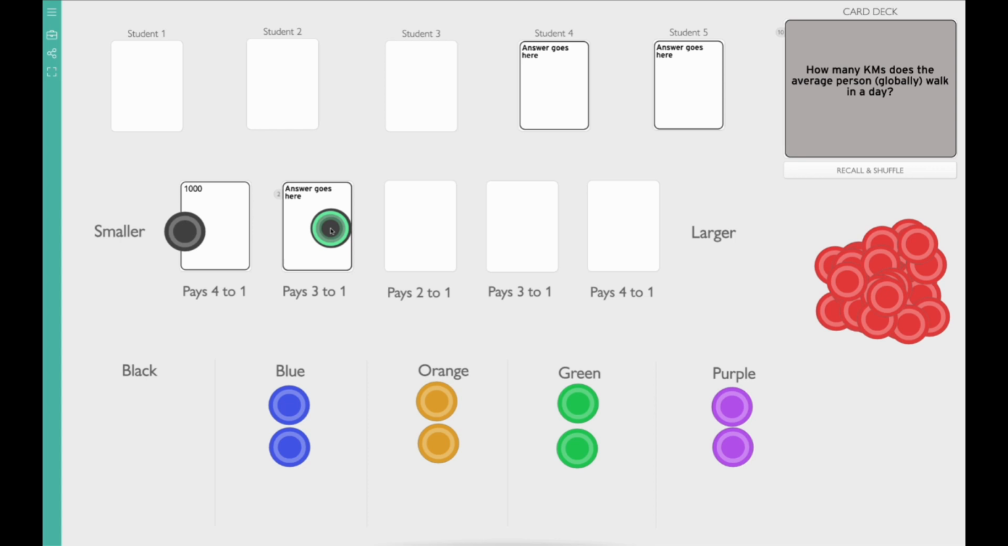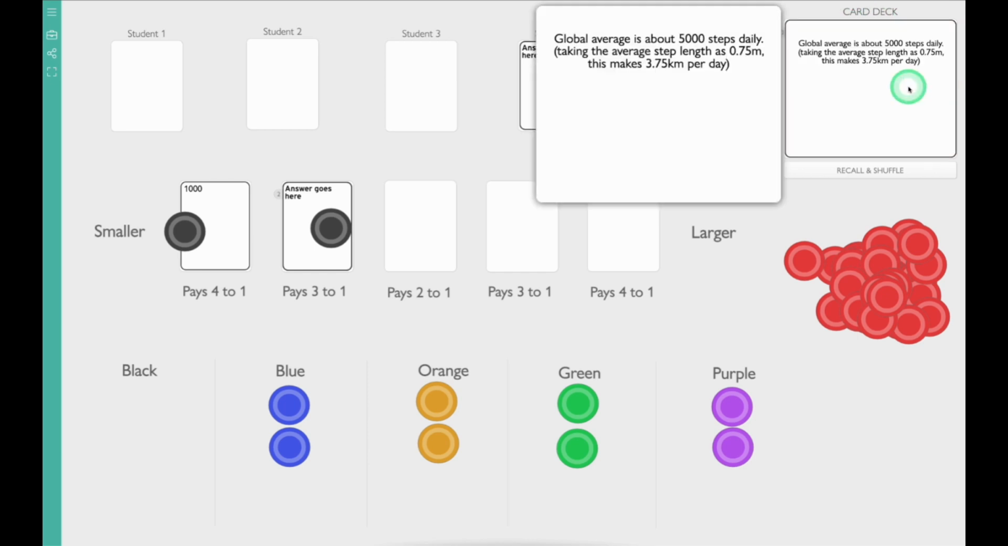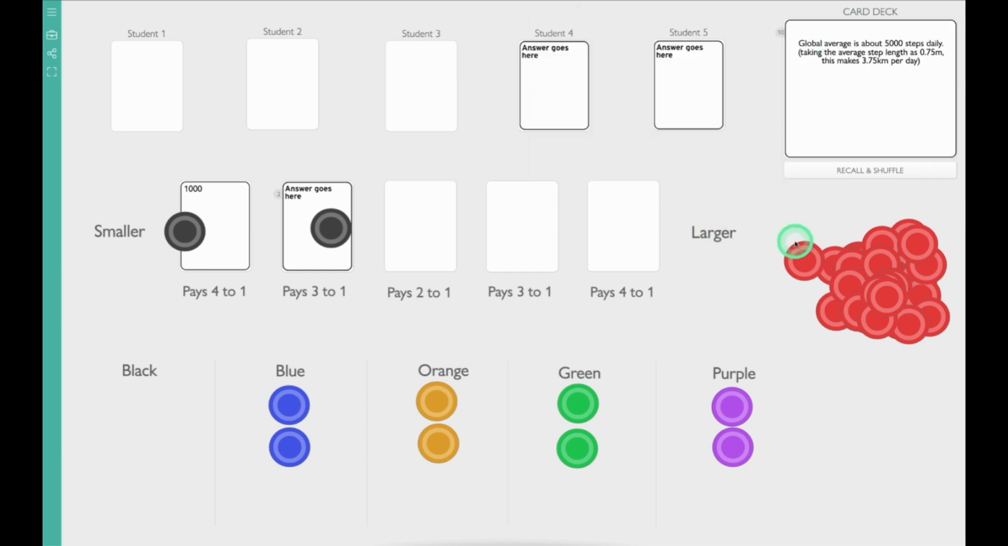After players finish placing their tokens, reveal the correct answer on the question card. The winning guess is the one closest to the correct answer without going over. Then, you may distribute poker chips as follows. The student who wrote the winning guess receives 1 poker chip.